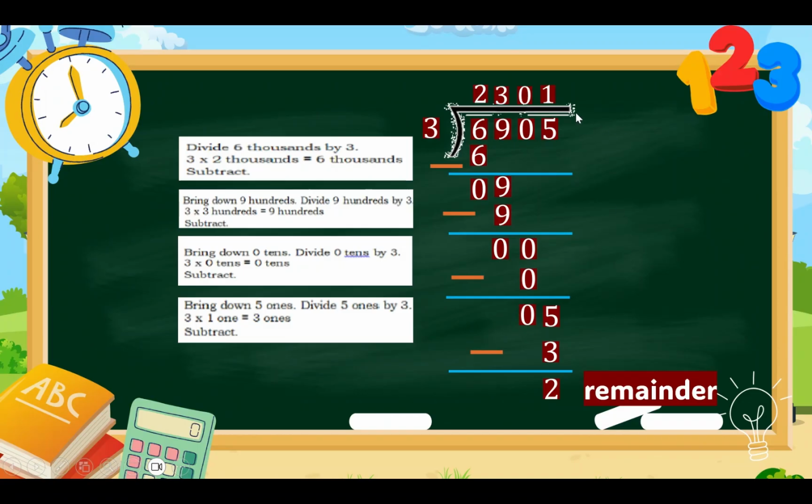Now to write the remainder, we simply write it at the top next to the whole number quotient, and then write R, which stands for remainder, and then 2. Now 6,905 divided by 3 equals 2,301, remainder 2. The remainder is the excess number.